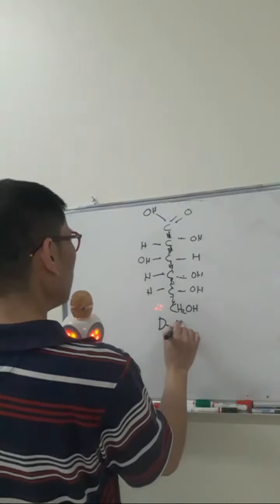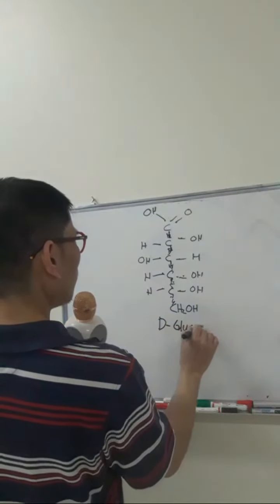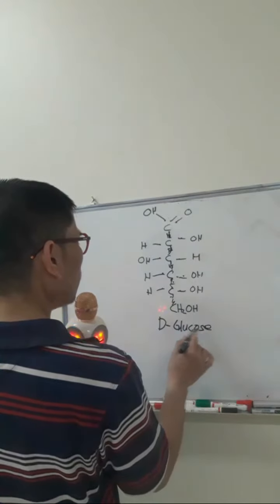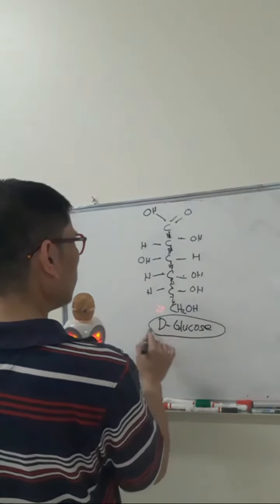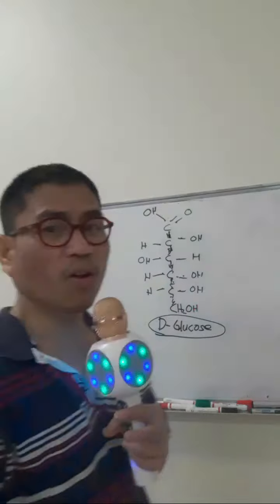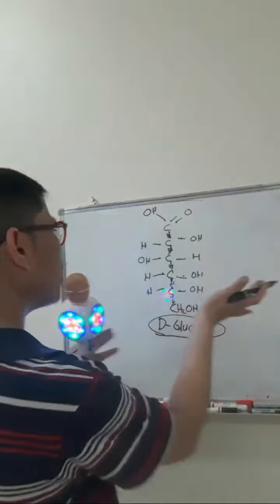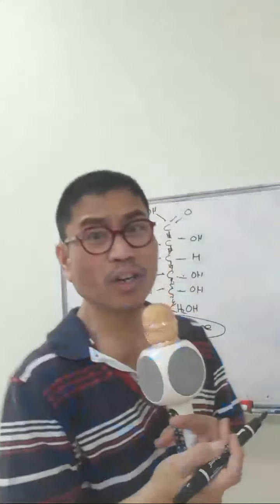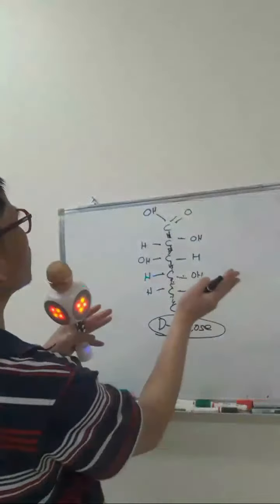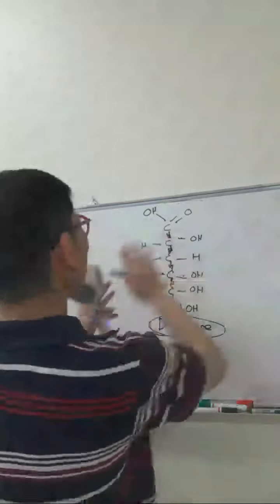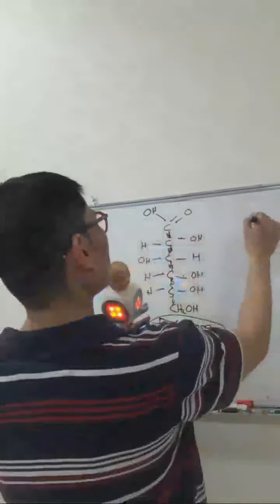This D-glucose is very familiar in our system, inside our body. This is also the blood sugar. And if you try to have the enantiomer for this, it will reverse. The OH will go there and the H will go there, like this.